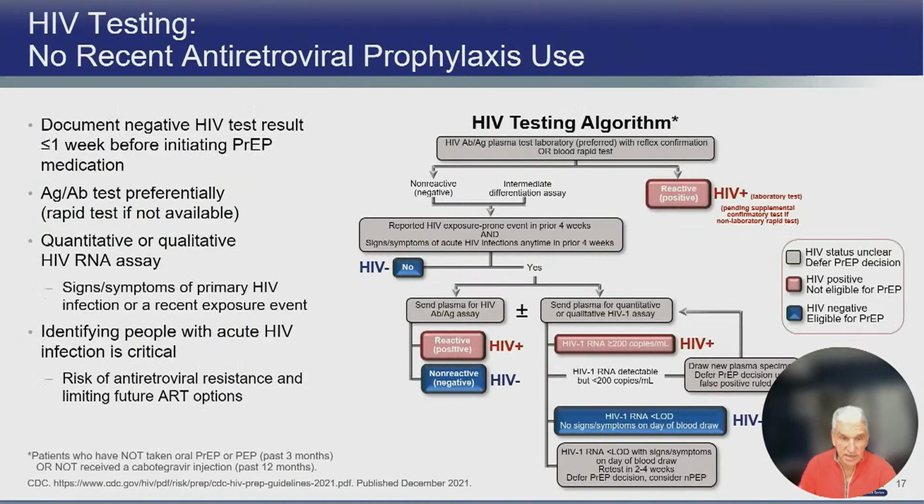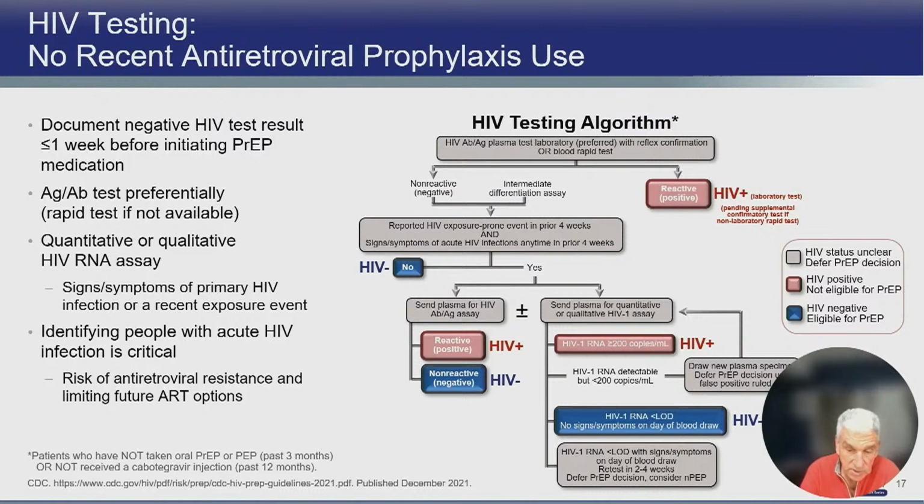HIV testing. The testing algorithm, and this is assuming that there's been no recent antiretroviral prophylaxis use. We go ahead and get everybody tested. A rapid test, if it's positive, you know what to do with that. If, on the other hand, it's negative, it's possible that if people have had significant exposures, you might want to get a viral load testing, quantitative or qualitative HIV RNA assay. That would be safe for people who have exposure as well as symptoms.